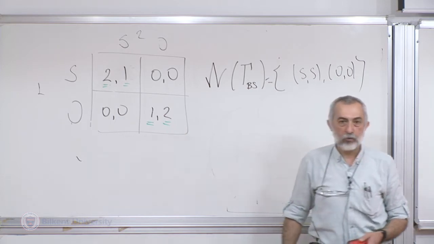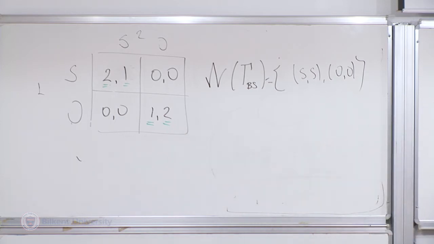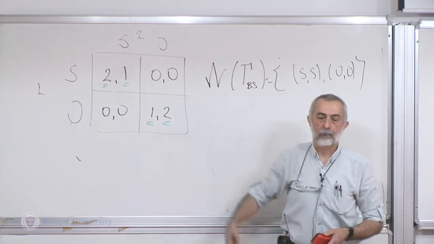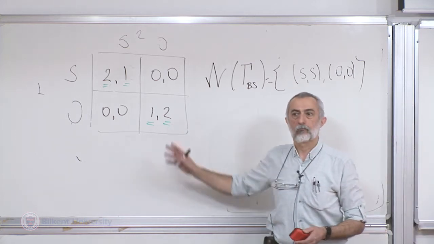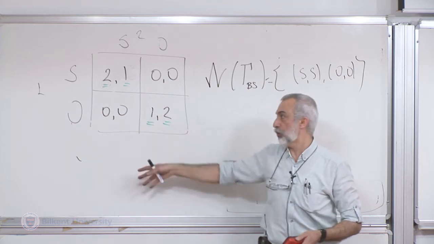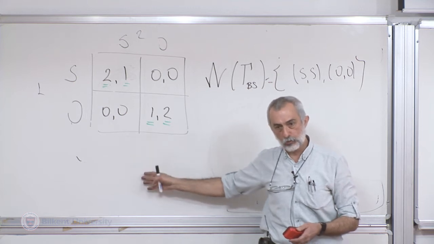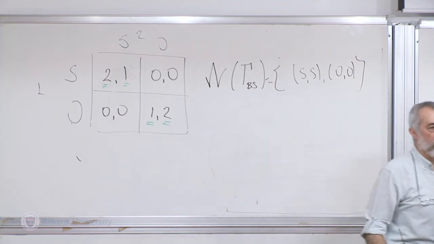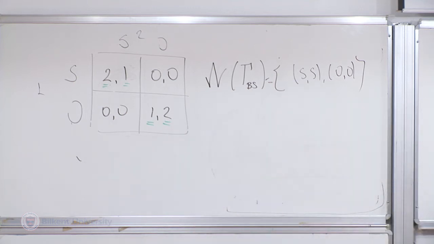So what I would like to do is see if the mixed extension of this game has Nash solutions. Well, we do know that the mixed extension has Nash solutions by the theorem. So what I would like to do is find those Nash solutions of the mixed extension game. Okay? So, how do we do that?